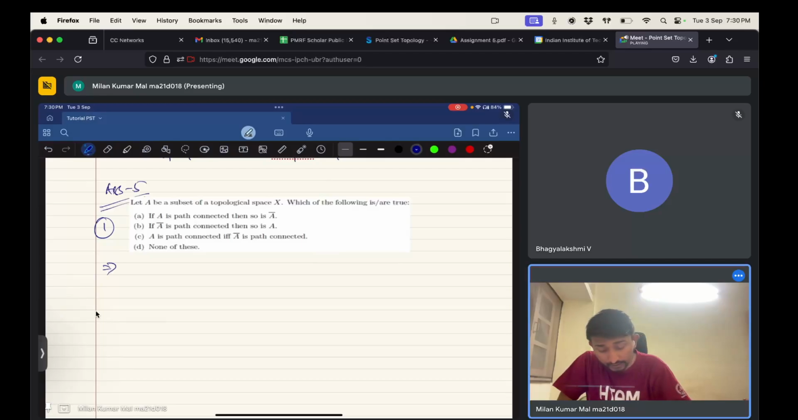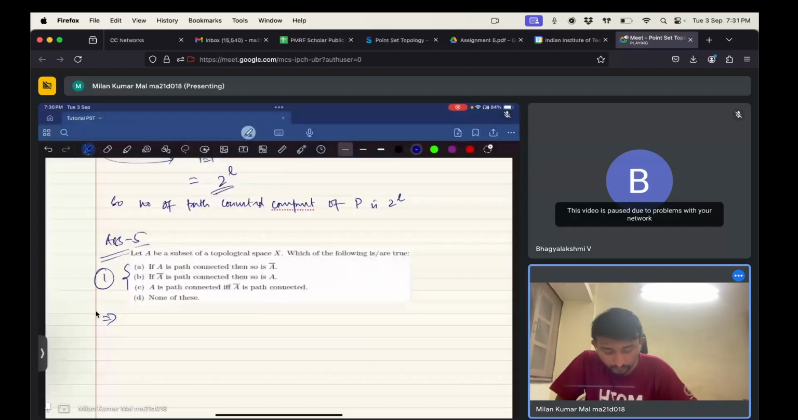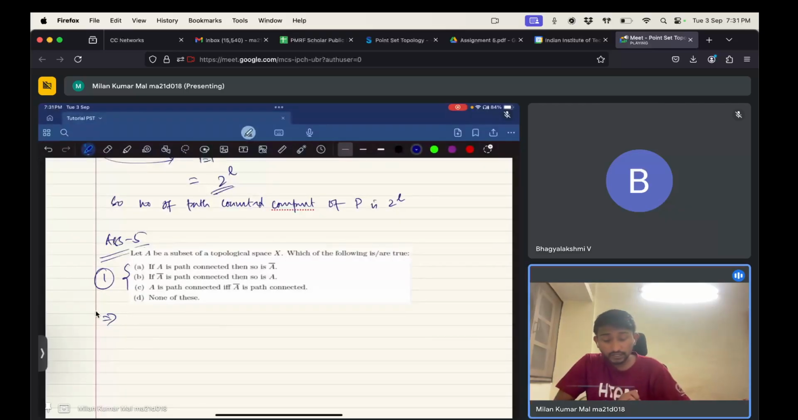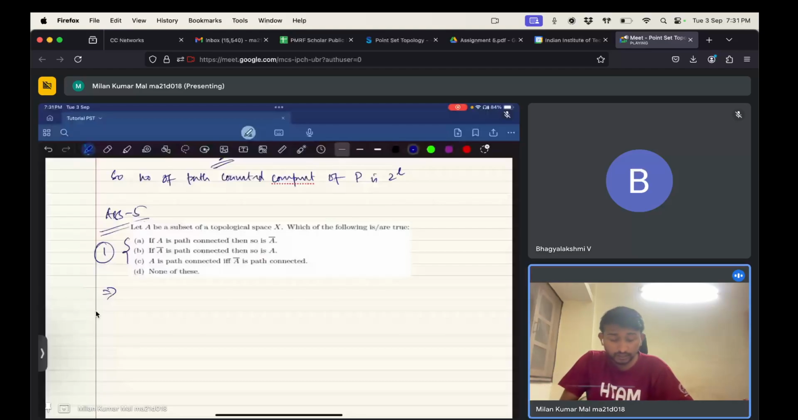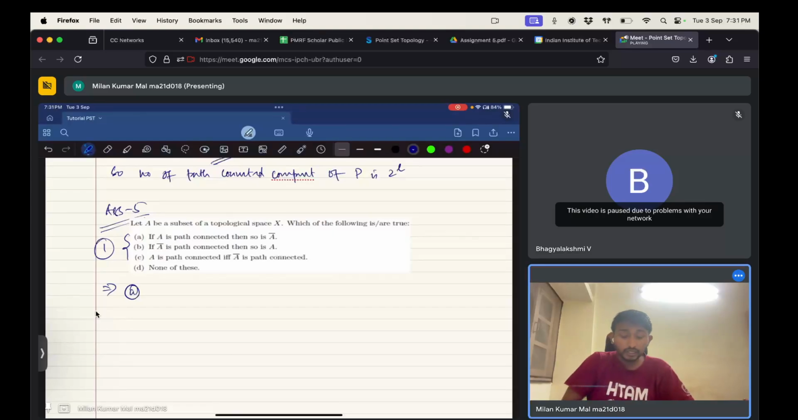So here we will show that the first three options of question one of assignment 5 are not correct. First we'll check whether the first option is true or not. If A is path connected, then so is A closure. Is it correct or not? I will check whether, if A is path connected, A closure is path connected or not.